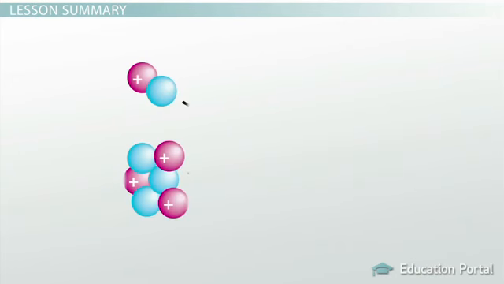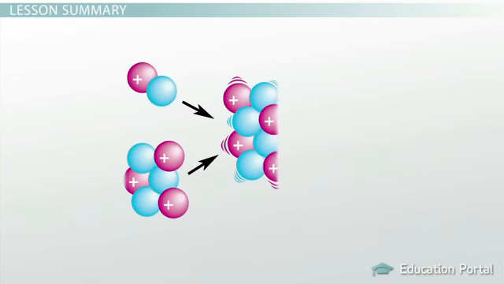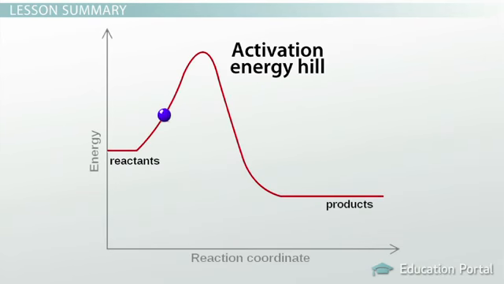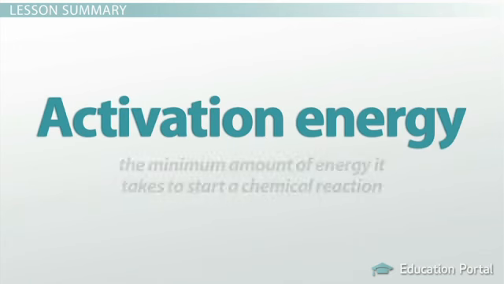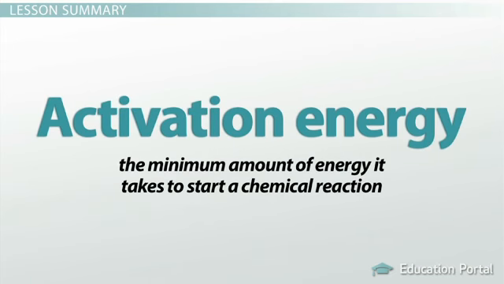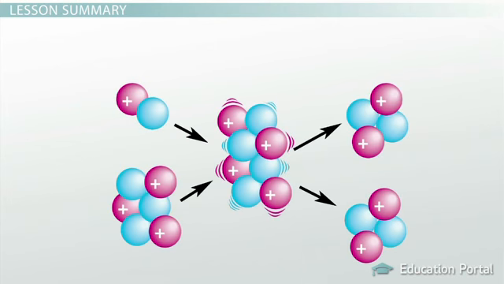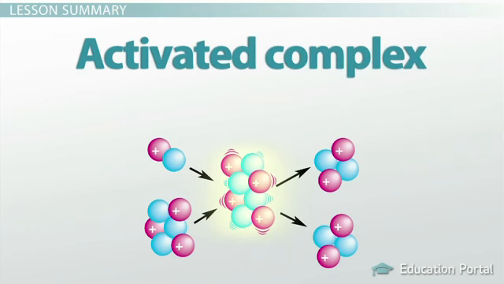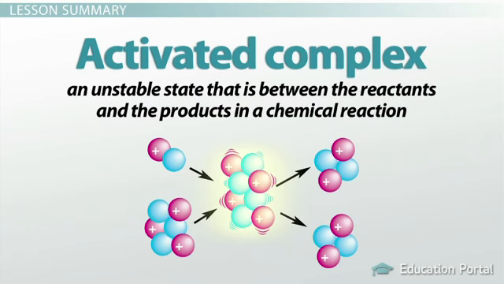For a reaction to occur, two molecules must collide with enough energy for bonds to break and new ones to form. Without enough energy, the reaction won't occur. Activation energy is the minimum amount of energy it takes to start a chemical reaction. Once a reaction is started, an activated complex is formed. An activated complex is an unstable state that is between the reactants and the products in a chemical reaction.